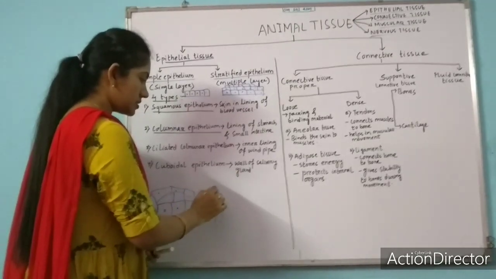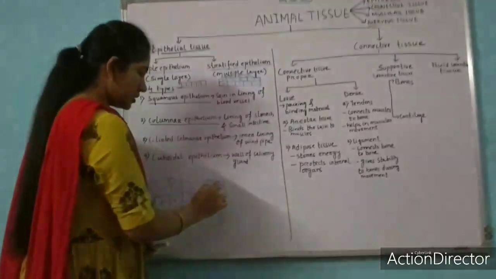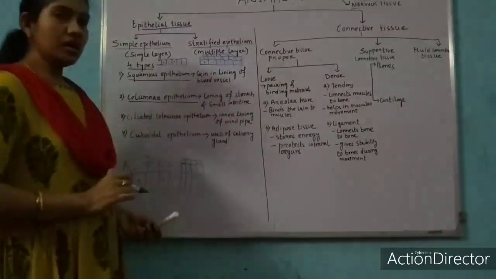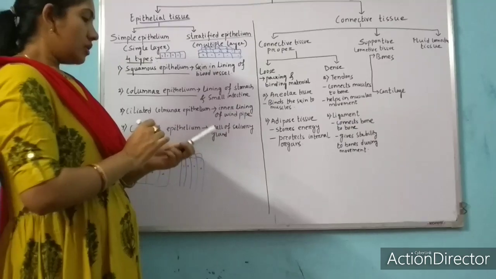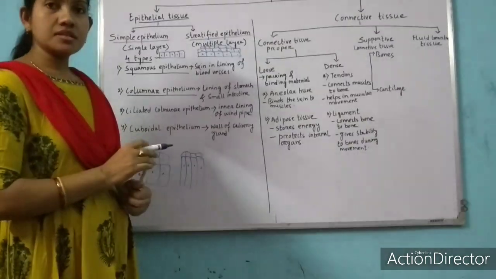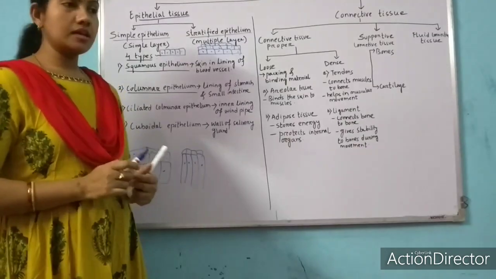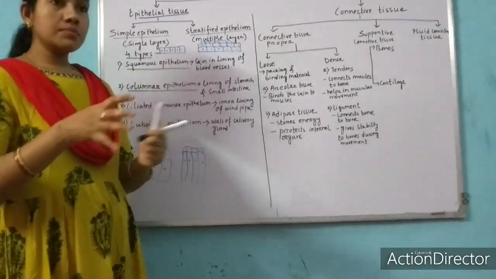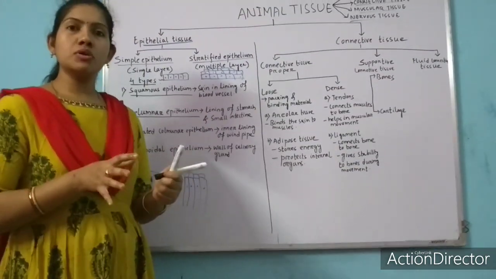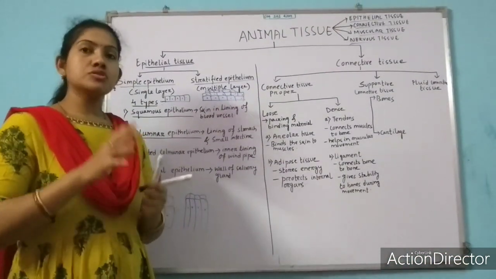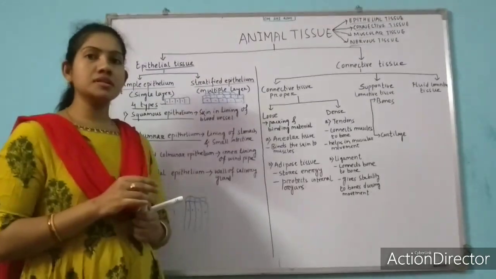Okay, so these are columnar epithelium. These are the nucleus. These are the columnar epitheliums. Columnar epitheliums are present generally on the lining of stomach and small intestine. If we talk about the function of stomach and small intestine, we have already covered the digestive system in class 6. So what is the function of stomach and small intestine?